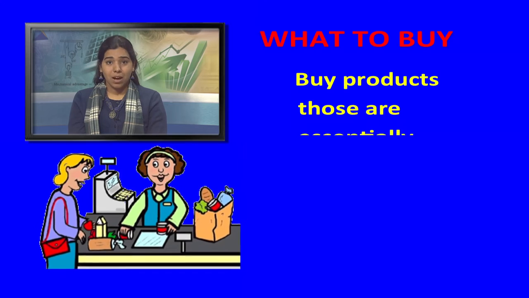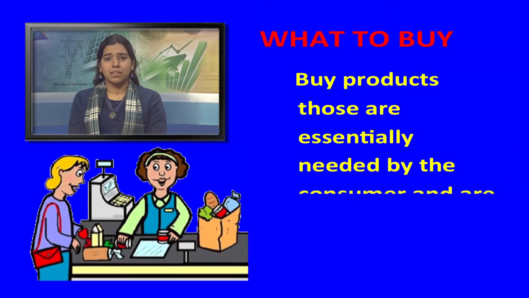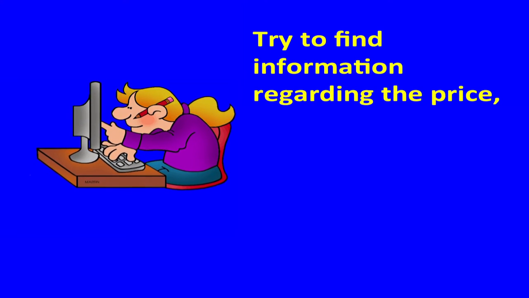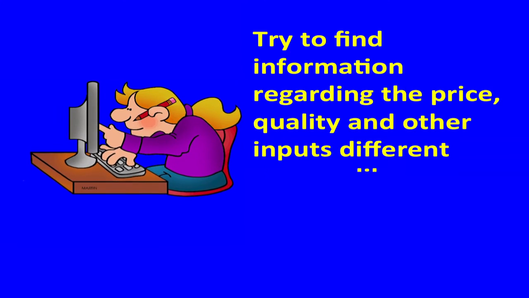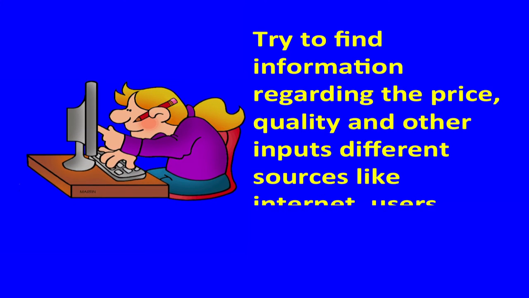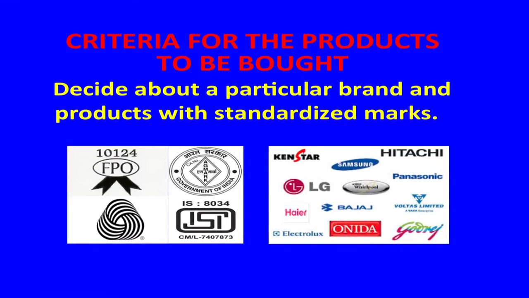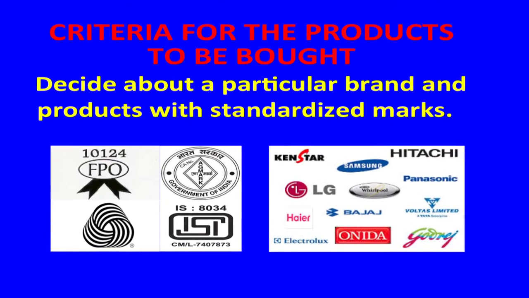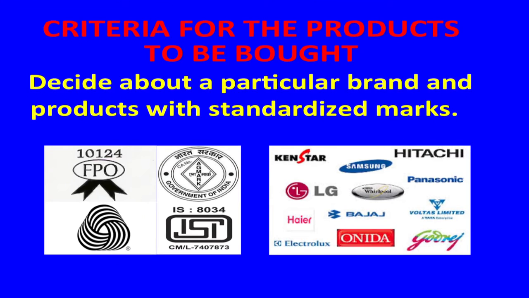We should buy products that are essentially needed by the consumer and are of good quality. We also need to find information regarding the price, quality, and other inputs from sources that are already available, like the internet, consumers, the market, and also we can try to find out the information from our relatives as well. We need to understand what is the criteria for the products to be bought. We need to decide about a particular brand and products with a standardization mark.